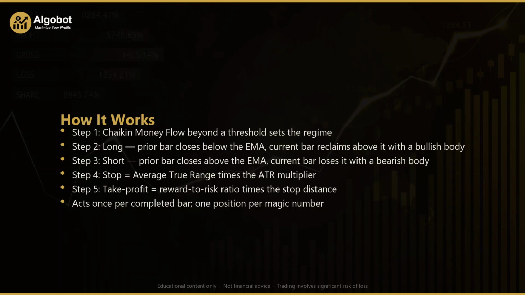The second gate is the pullback and reclaim, and this is where the moving average does its work. For a long, the strategy detects that the prior bar closed below the exponential moving average, showing a shallow dip against the trend, and then it requires the just closed bar to reclaim the moving average, closing back above it with a bullish body, meaning the close is above the open. That combination is the long signal.